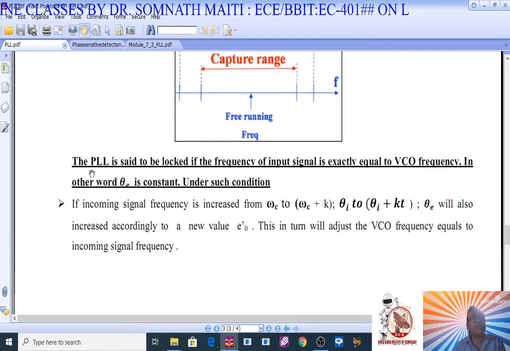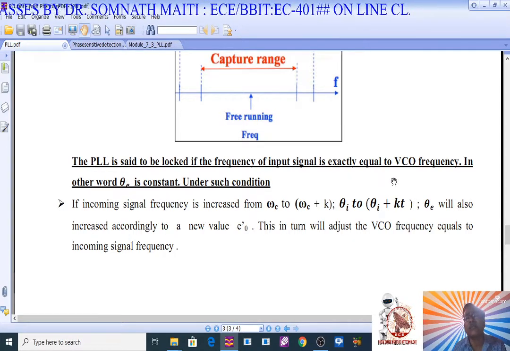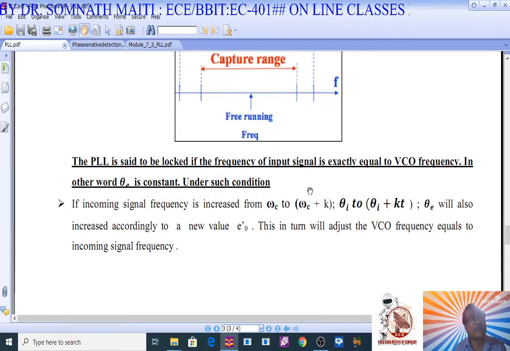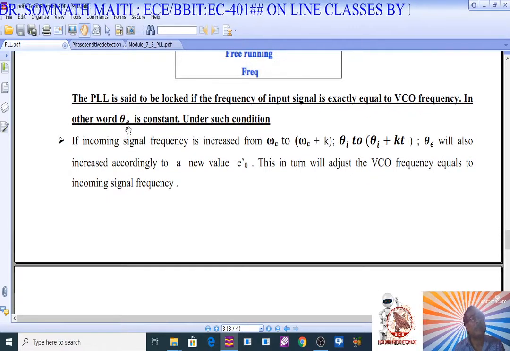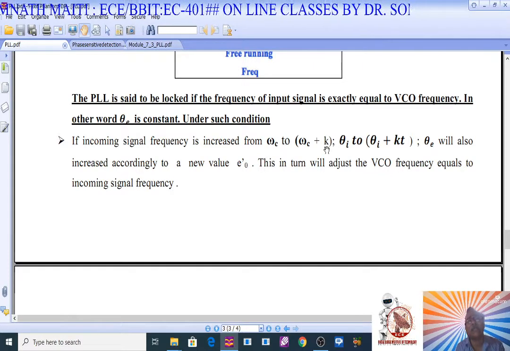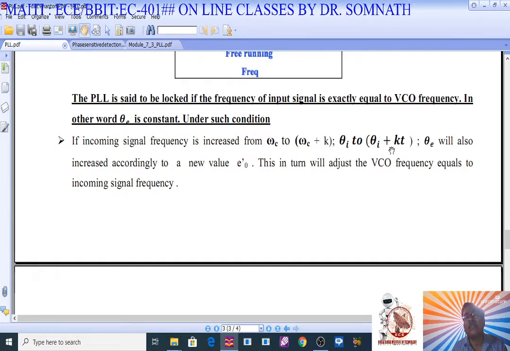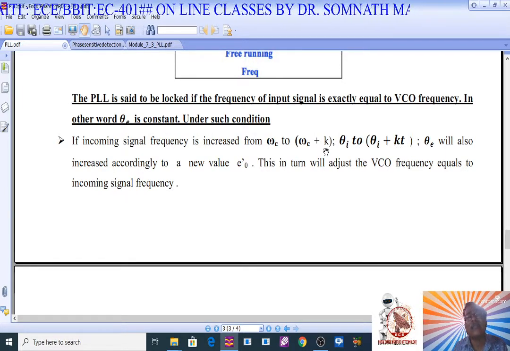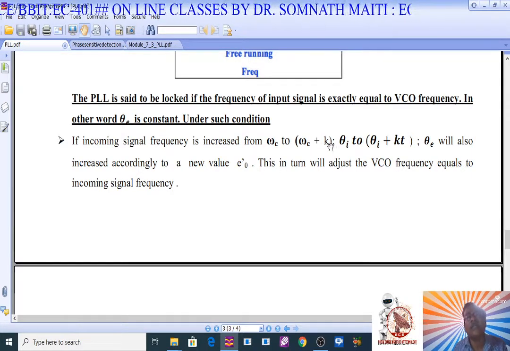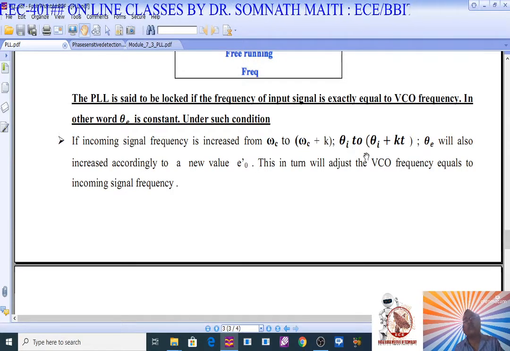This is the important information. The PLL is said to be locked if the frequency of the input signal is exactly equal to the VCO frequency. In other words, theta is constant under such a condition. Now, these are the important points. If the incoming signal frequency is increased from omega_c to omega_c plus k, let's say k is some value, then theta_i increases to theta_i plus kt. Omega t is the phase, omega_c into t will be the phase. Similarly, k is in radians multiplied by t. So theta_i will be increased to theta_i plus kt.